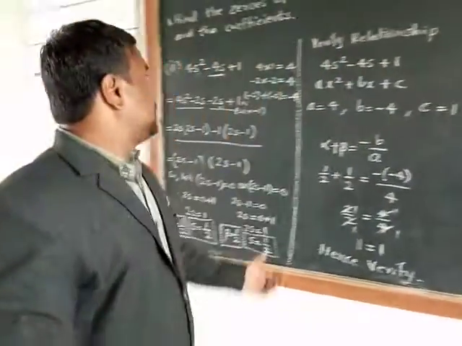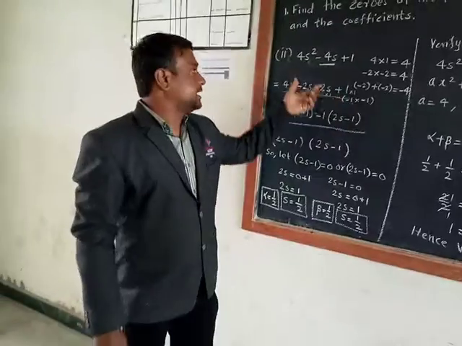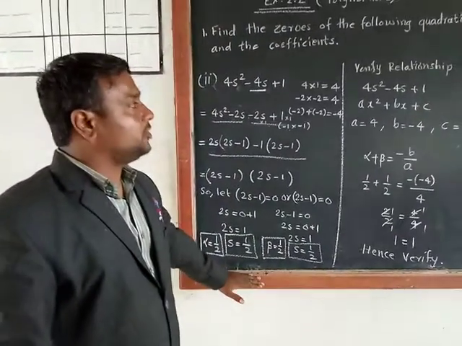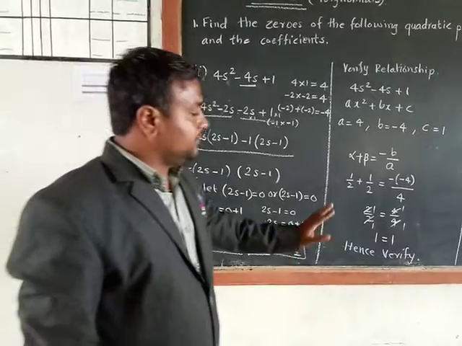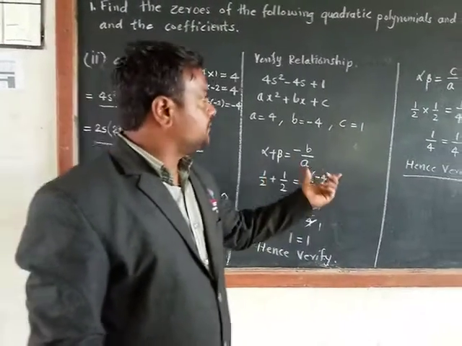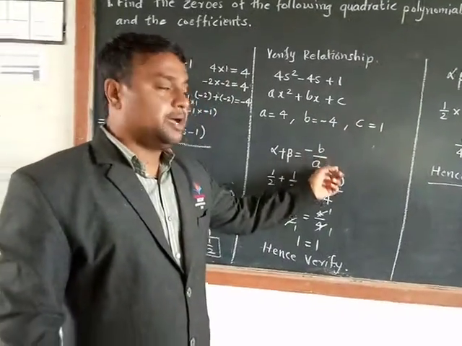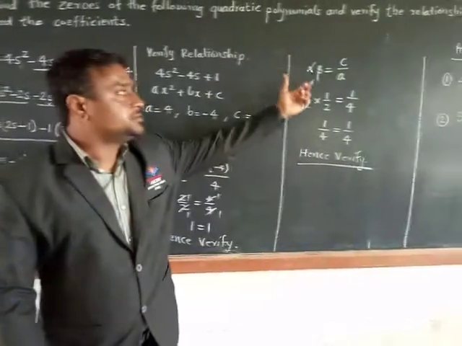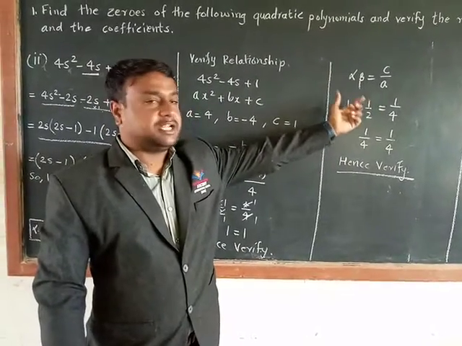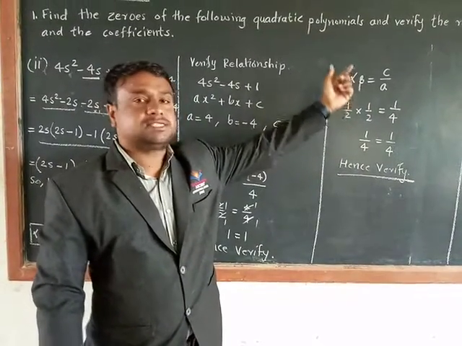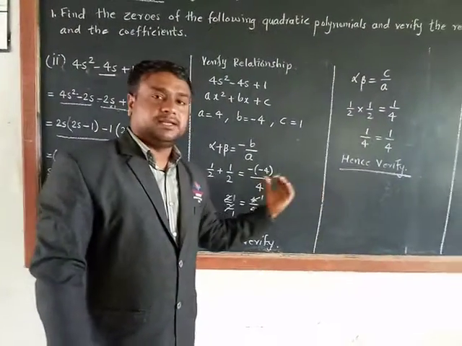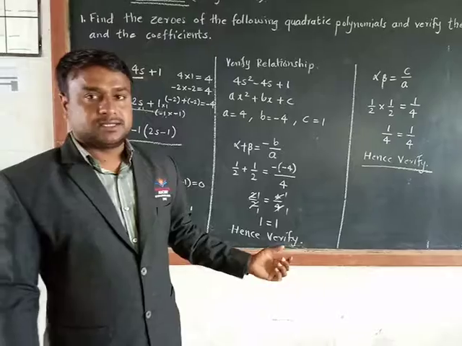So here we solved our second example, the second problem. First we find the zeros of that quadratic polynomial, and then we verify the relationship: the sum of the two zeros is equal to −b upon a, and the product of the two zeros, alpha into beta, is equal to the constant term upon the coefficient of x², that means c upon a. Also we verify the relationship between the zeros and the coefficients.